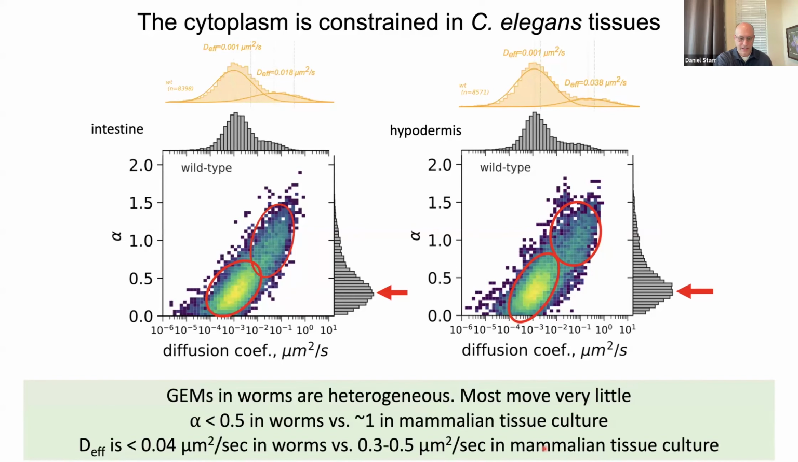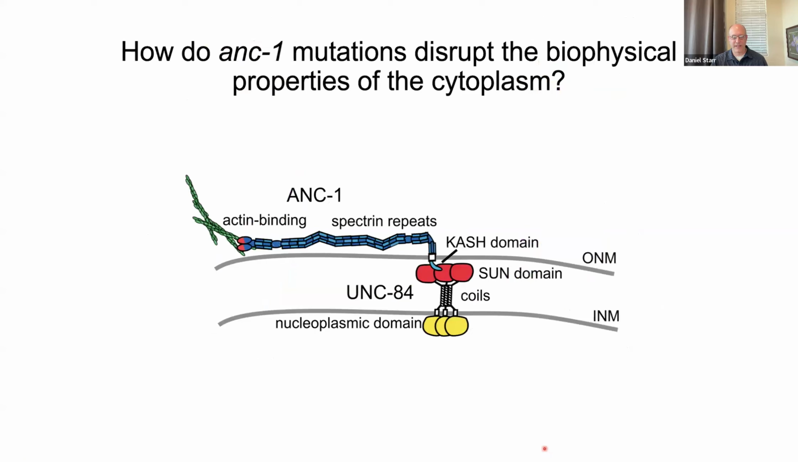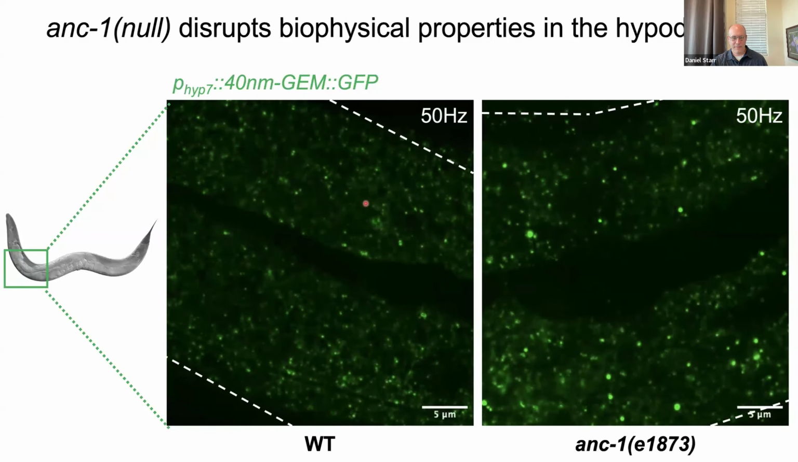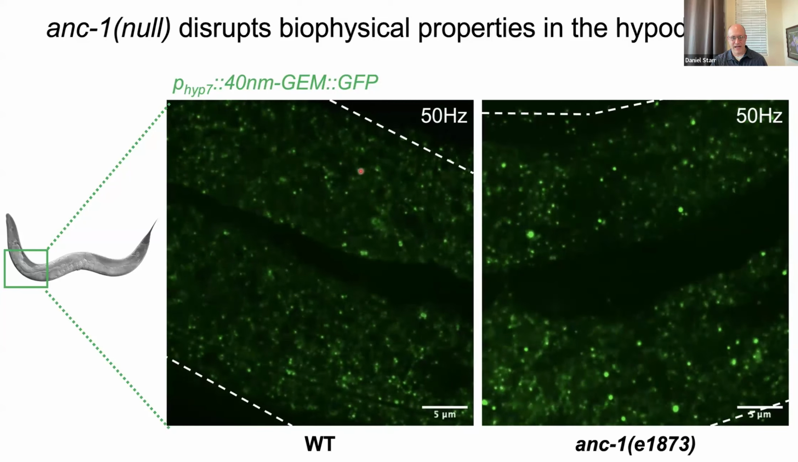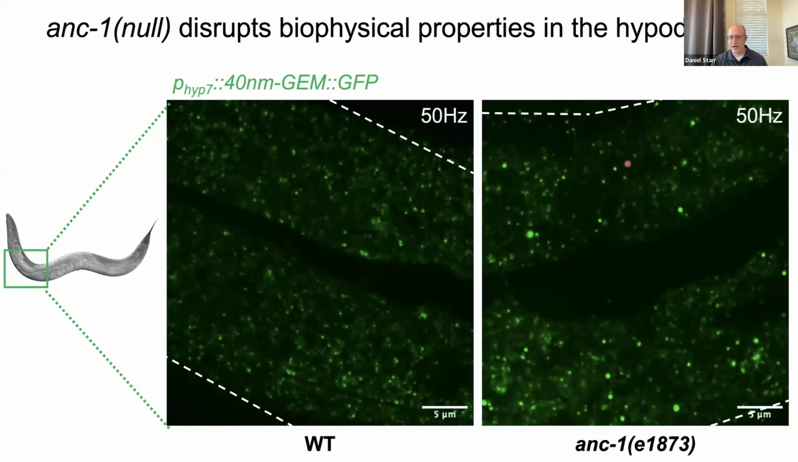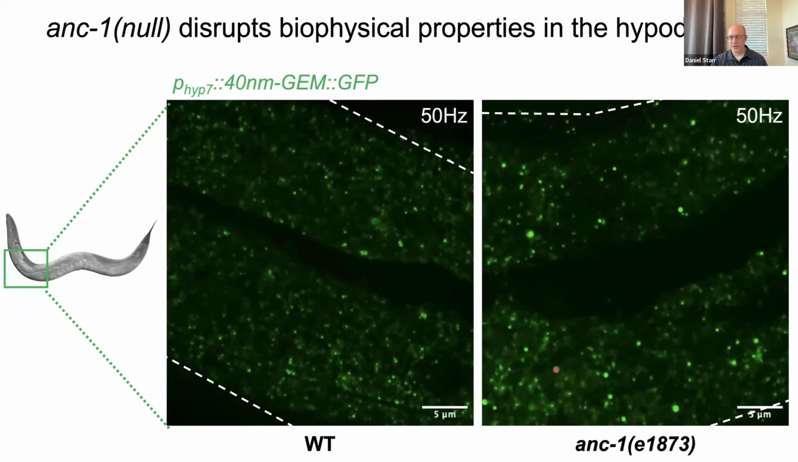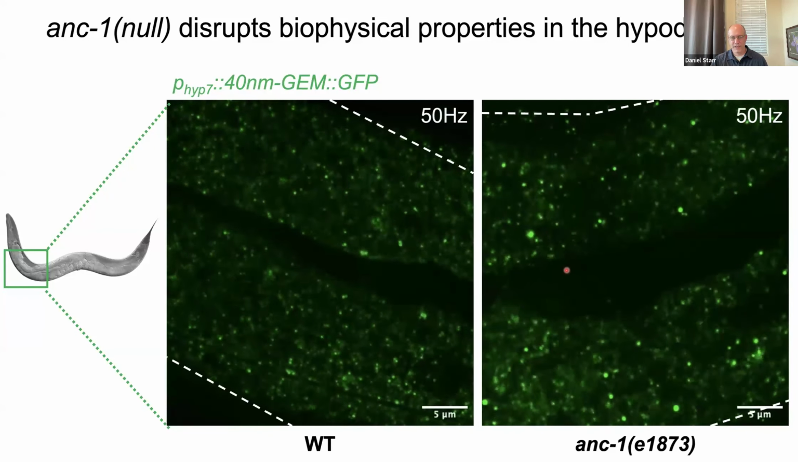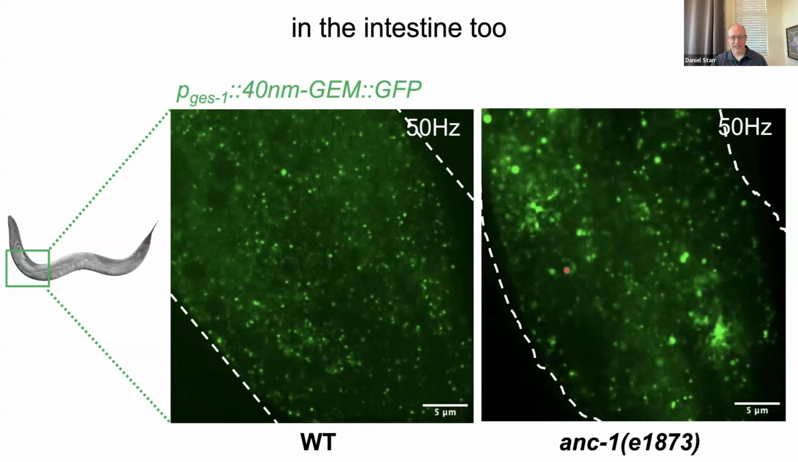All right. So what can we use these tools for now? What's the role of ANK1 in this process? How does ANK1 regulate the physical properties? So here's just your eye, and maybe you don't need all the math after you see it. Here are gems in wild type, and here are gems in an ANK1 mutant at the same speed, and hopefully you'll see that they're moving around faster, but you probably want to see that in a second tissue.